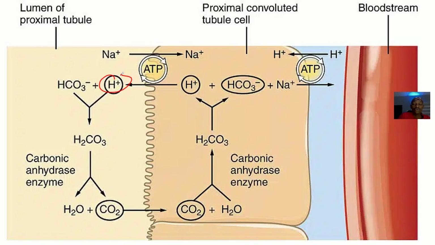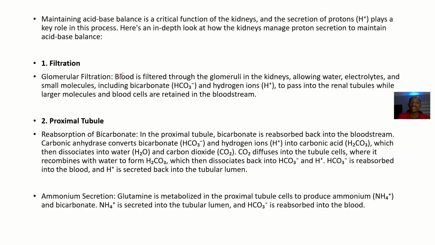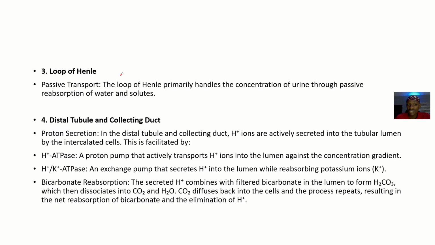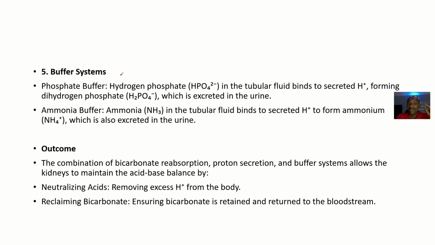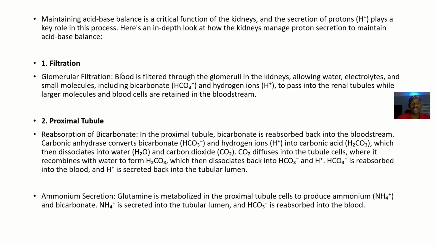kidney. So as simple as it seems, if they say the whole kidney, you must actually start talking about all the parts of a nephron, starting from the glomerular filtration to the proximal convoluted tubule to the loop of Henle to the distal tubule and collecting tubule, and also talk about buffer systems involved. You get it? So let's start it quick since it is long.